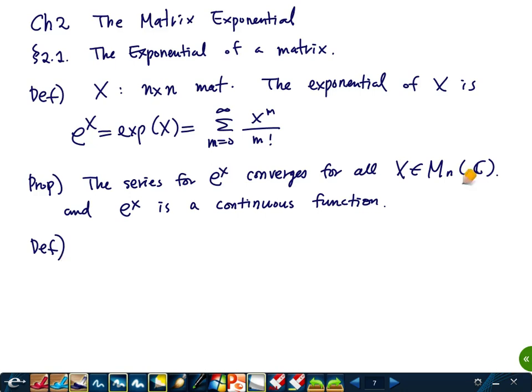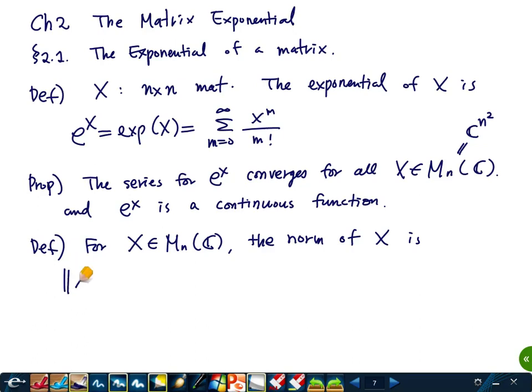Because this can be thought of as C to the n squared, for a matrix in that set, we can define the norm of X the usual way. The norm of X is exactly the norm in this space. So it's the square root of the summation of the squares of all the entries, j, k equals 1 to n, of X_jk squared.